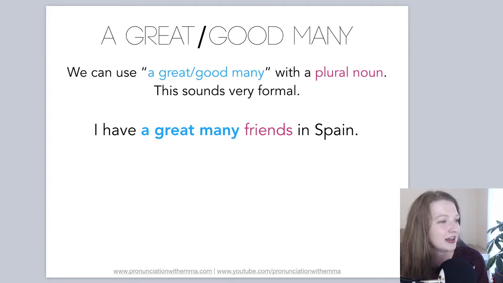Sorry. Is it the same if we say, I have a great amount of friends in Spain? Yeah, you could as well. Or a great number, a great quantity. A great quantity of friends, you could say. But, yeah, that sounds really odd, really formal. I have a large quantity of friends in Spain.